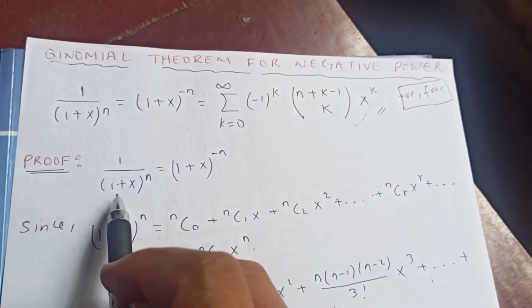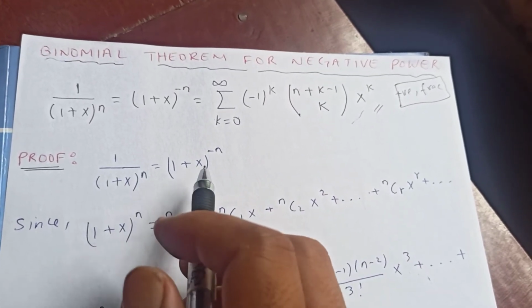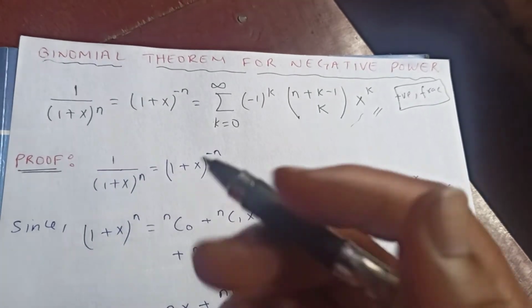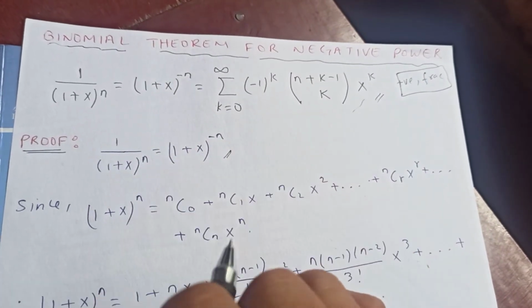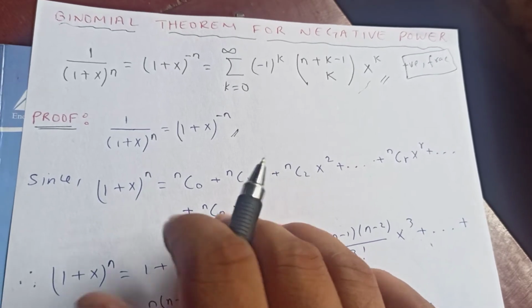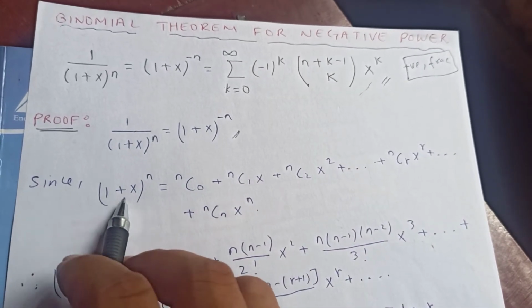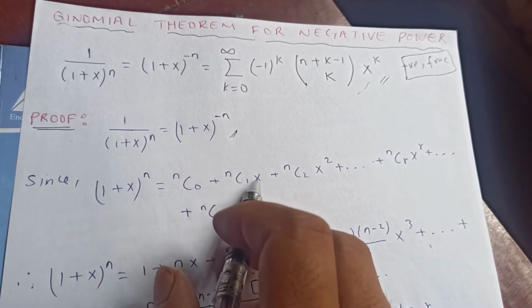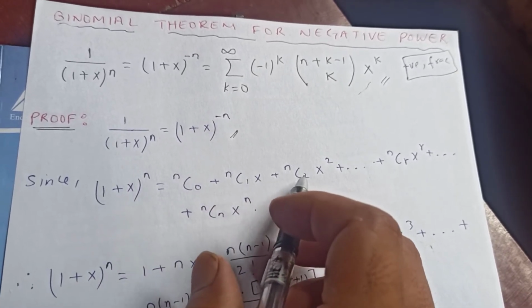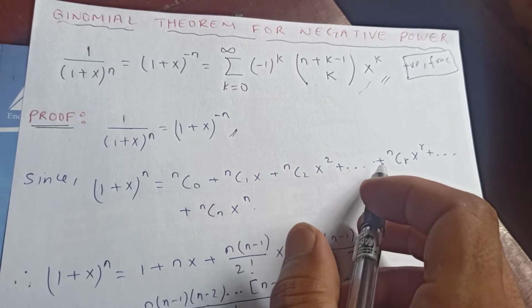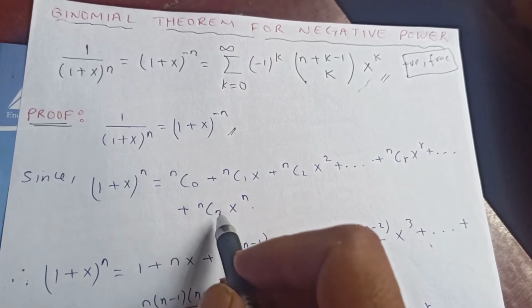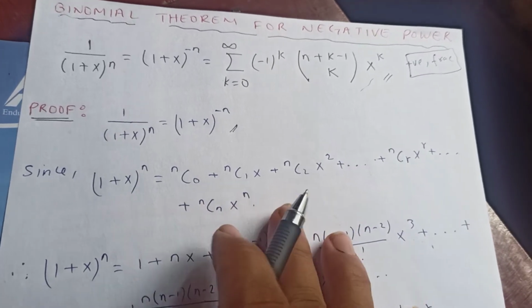So proof: 1 over (1 plus x) to the n is the same as (1 plus x) to the negative n, using the exponent law. Now we are going to use the binomial theorem. (1 plus x) to the n is n combination 0 plus n combination 1, x plus n combination 2, x squared, and so on, plus n combination r, x to the r, and so on, plus n combination n, x to the n.